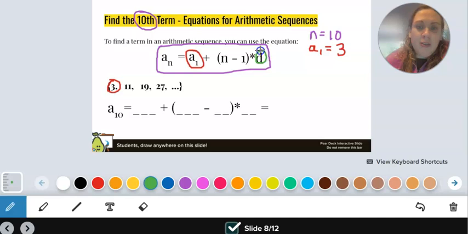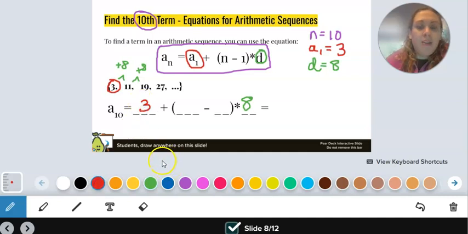The difference, or D, is how do we get from 3 to 11? Well, we add 8. How do we get from 11 to 19? We add 8. 19 plus 8 is 27. Our common difference is 8. So here's our common difference.